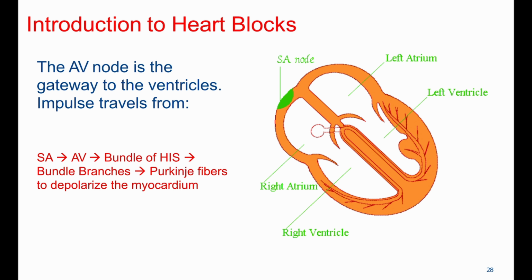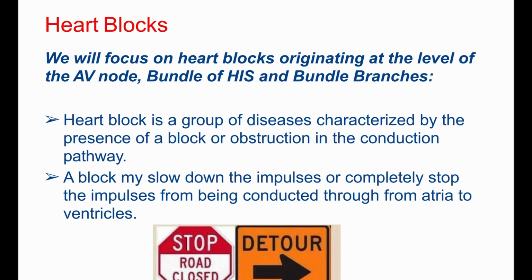Introduction to heart blocks. The AV node is the gateway to the ventricles. Impulses travel from the SA node to the AV node to the bundle of His to the bundle branches, and from the bundle branches to the Purkinje fibers to depolarize the myocardium. You can see that in the image. We will focus on heart blocks originating at the level of the AV node, bundle of His, and bundle branches.